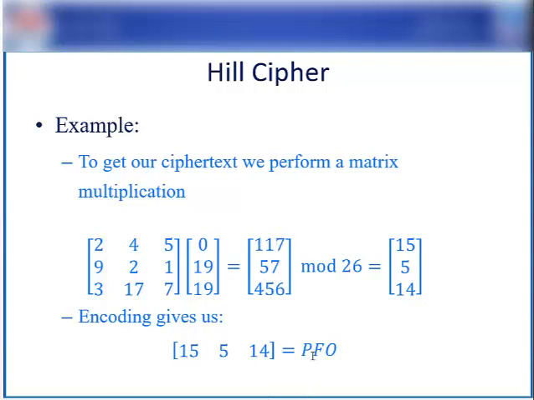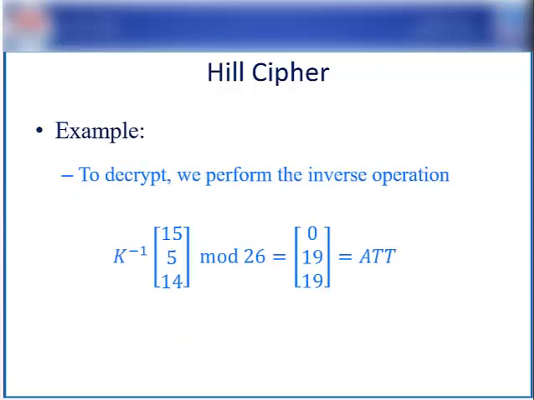Encoding gives us that these 15, 5 and 14 obtained after encryption are letters P, F, O. Encryption is just a multiplication of the key matrix by a vector where we keep the encodings of our plain text. So let us consider how we decrypt the ciphertext. To decrypt, we need to perform an inverse operation.